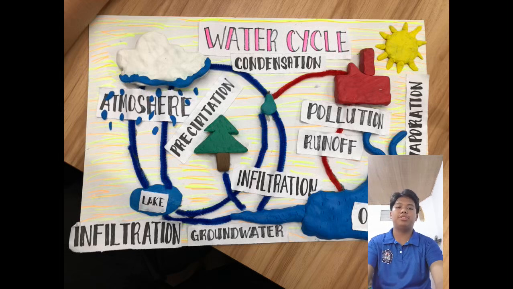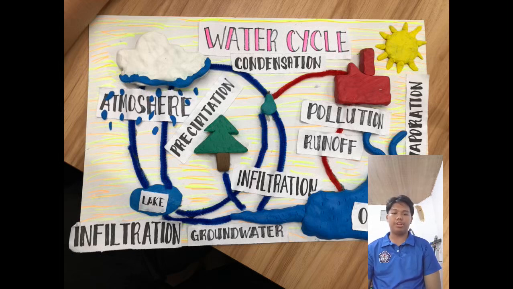There are several important processes in the water cycle. First, water evaporates from oceans and lakes because of the sun's heat. This water vapor cools to form clouds, a process called condensation. Once clouds become heavy, water falls back to earth as precipitation like rain, snow, or hail. The water either runs off into bodies of water or seeps into the ground through infiltration. Plants also release water vapor through transpiration, adding more moisture to the air.